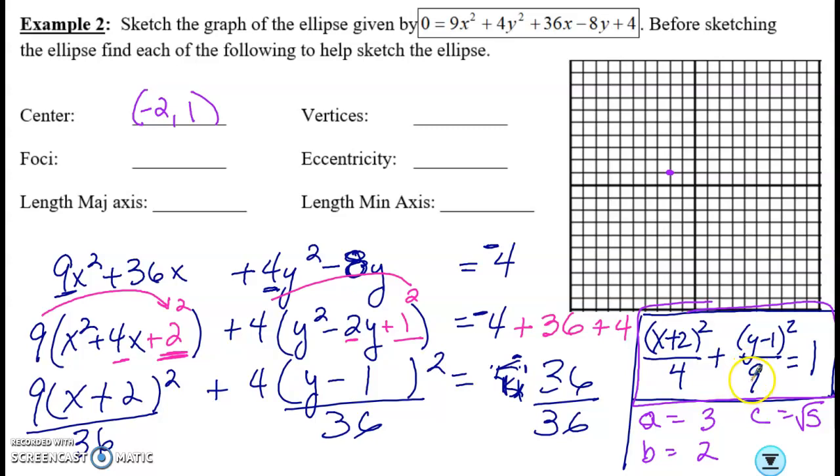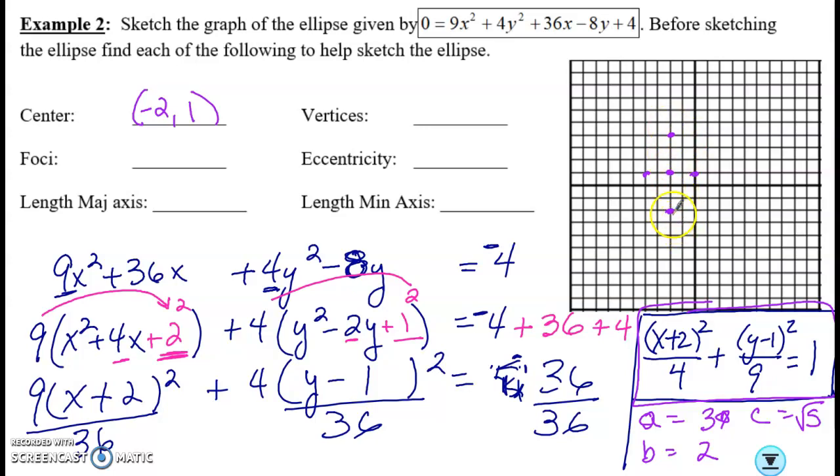Our bigger number is under the y, so that means our major vertices are going to go out in the y direction, the bigger number, which is 3. So we're going to go up 3, and we're going to go down 3. And our minor vertices are going to go out 2. So we're going to go out 2 this way, out 2 this way.